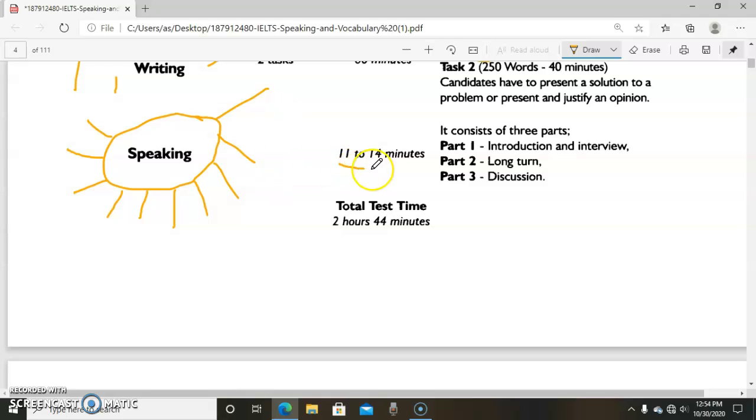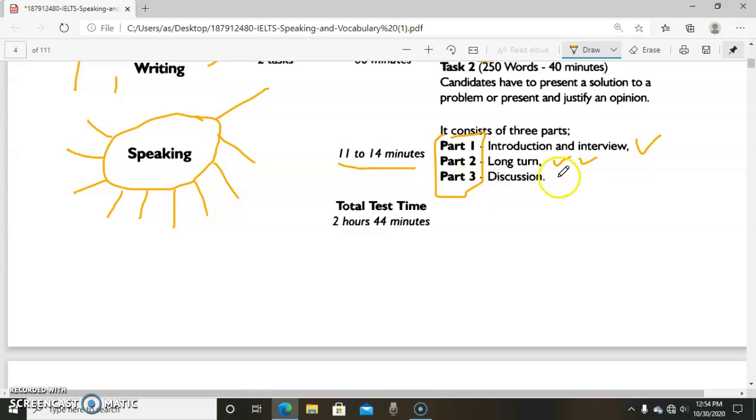This would take 11 to 14 minutes, and there will be 3 parts in it. Part 1 will be very easy. It will not be very difficult. It's just a personal introduction with the examiner, right? And then there is Part 2. In Part 2, a topic will be given to you, and you will think about it for a minute or 2, and then you will prepare. That means a preparation time of not more than 2 minutes sometimes, okay? And then you start speaking on it. The examiner may ask you questions inside this part, all right? And then you will be answering, okay?